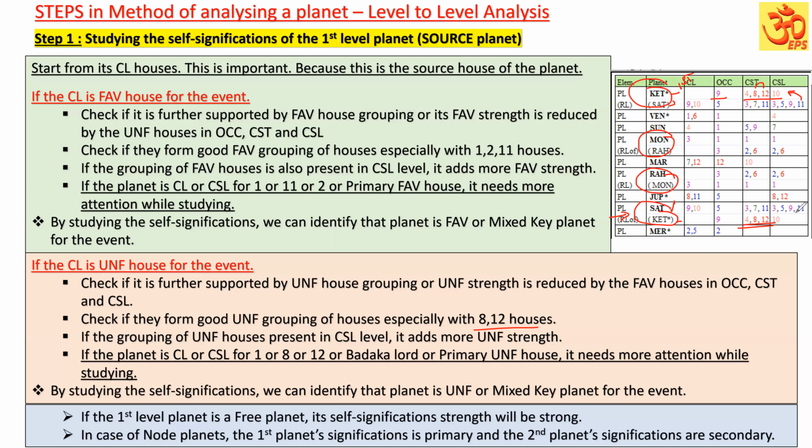In the same way, Moon-Rahu and Rahu-Moon we have to study. Moon is favorable, 3, 11, 11, and the second planet Rahu is 3, 2, 6, 2, 6. It is mixed for the event of marriage. So Moon is favorable, but the second planet is mixed. Here Rahu is mixed and the second planet Moon is good, favorable. So the first planet is primary and the second planet is to be studied as secondary. I hope you would have understood step number 2, how it has to be studied.